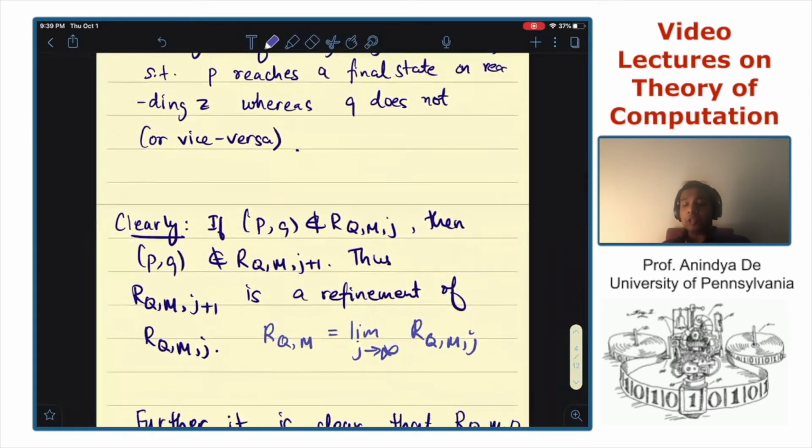So as you choose larger and larger J, you're allowing for the distinguishing string to become larger and larger. And hence, once you take J to be essentially infinity, you obtain R_{Q,M}. Again, this is not a precise mathematical statement. This was just to give you an intuitive idea, this limit statement that I made. Now we will make this concrete. We won't have to take any limits of anything, but this was just to give you an intuitive idea of what's going on.